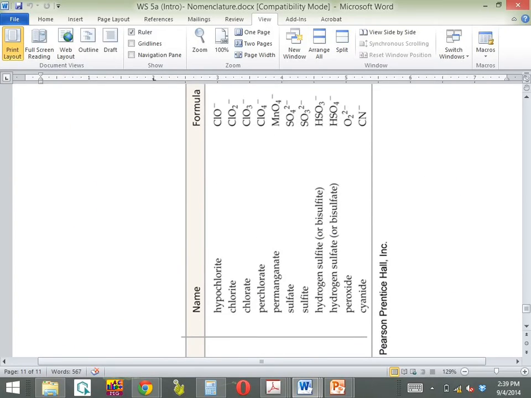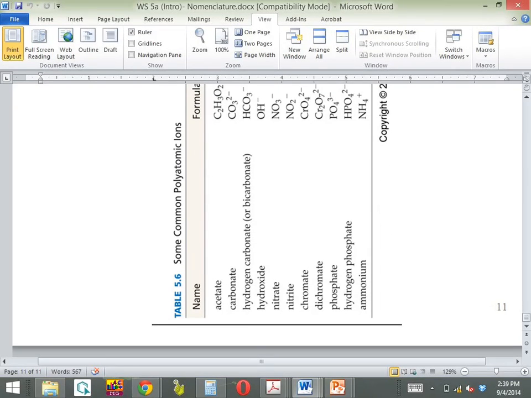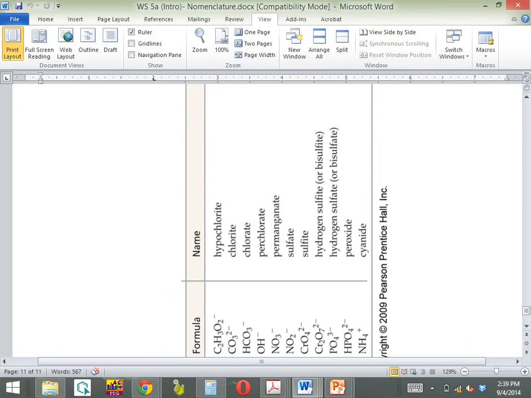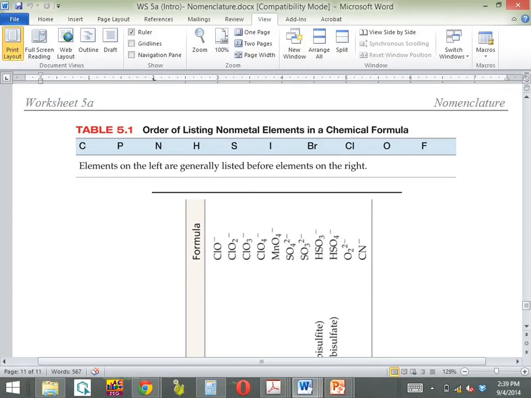Here at the end is a helpful table. It's hard to look at it sideways here, but a helpful table with polyatomic ions. So you may want to refer to that. And up at the top, this is showing the order of listing nonmetal elements in a chemical formula. You may or may not need to refer to that, but there it is.